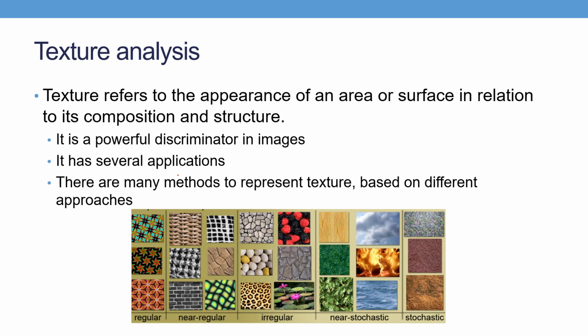One way is to use texture analysis, and texture refers to the appearance of an area or surface, how this surface interacts with light. So it's a powerful discriminator in images and has several applications. We have many methods that represent the texture based on different approaches. So we have textures that are regular, near regular, irregular, near stochastic or stochastic. And we have different methods focusing on each type or characteristic of these texture patterns.